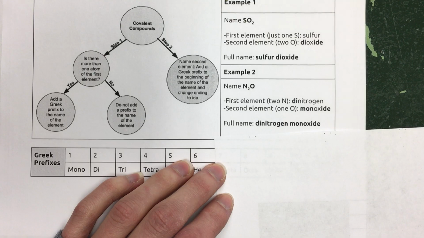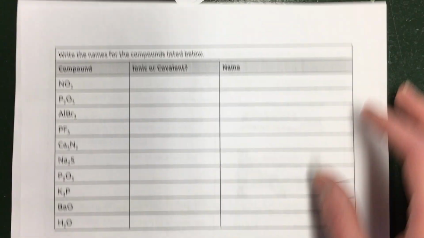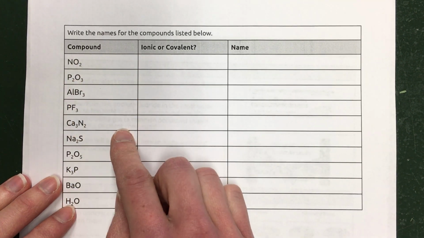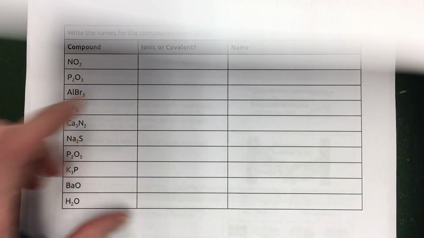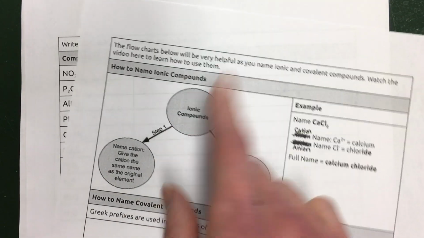So that's how you name ionic and covalent compounds. So on this assignment, it's really important that before you try and name it, you figure out whether it's ionic or covalent. Because if it ends up being covalent, you need to follow this chart. If it ends up being ionic, you need to follow this chart.